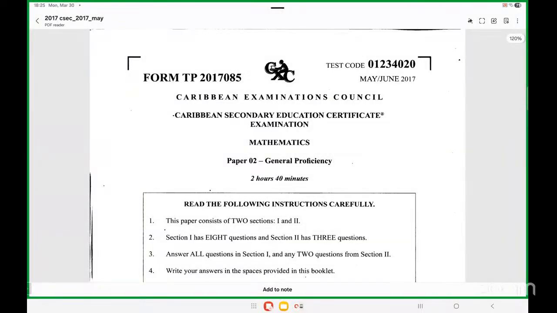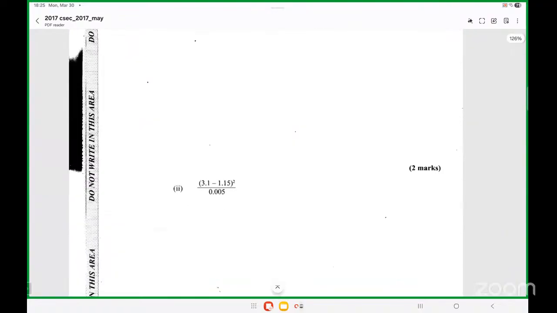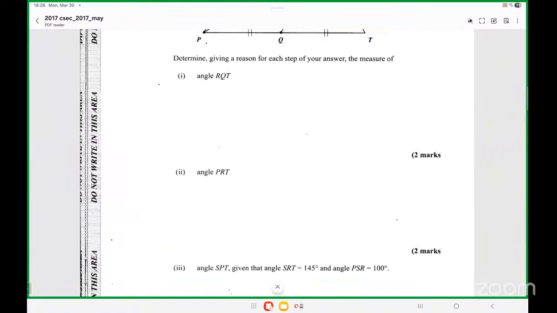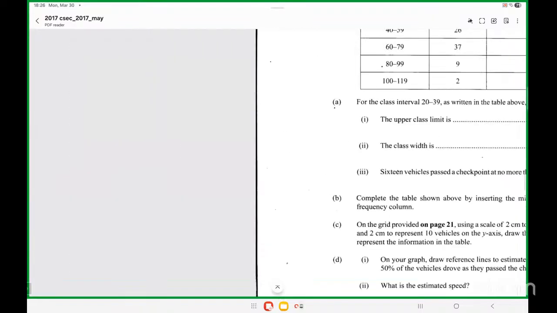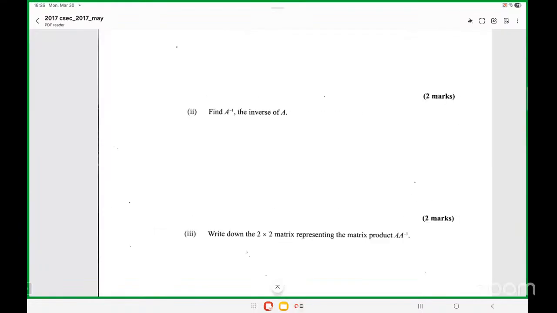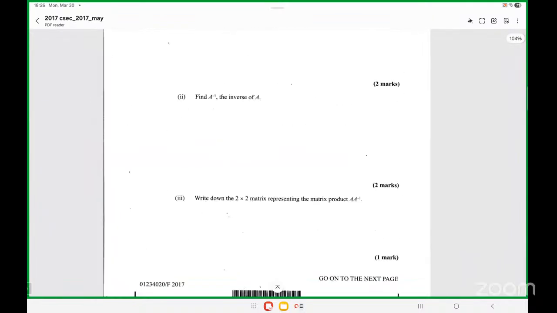All right, June 2017. Let's go to the back of the paper and do a couple of questions. Let's see if we can look at section 2. All right, let's get some practice on section 2. More math equals better. Let's go.